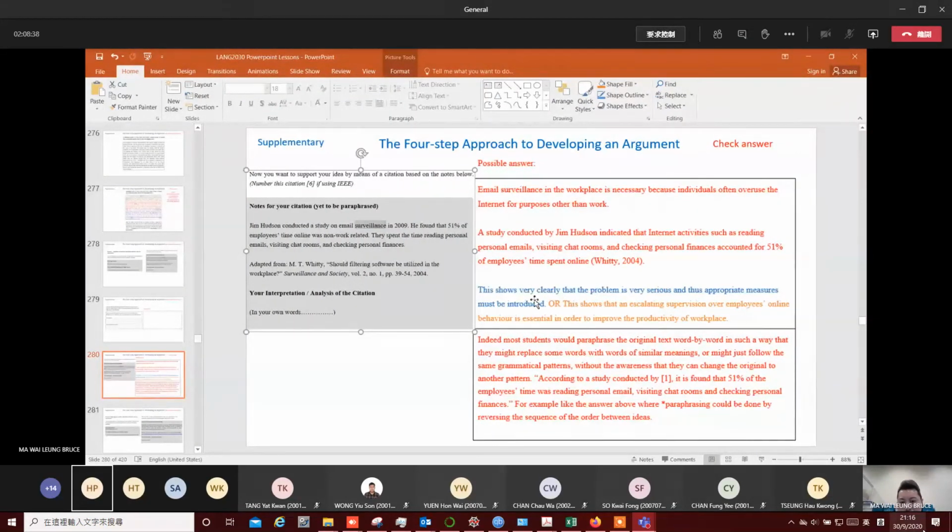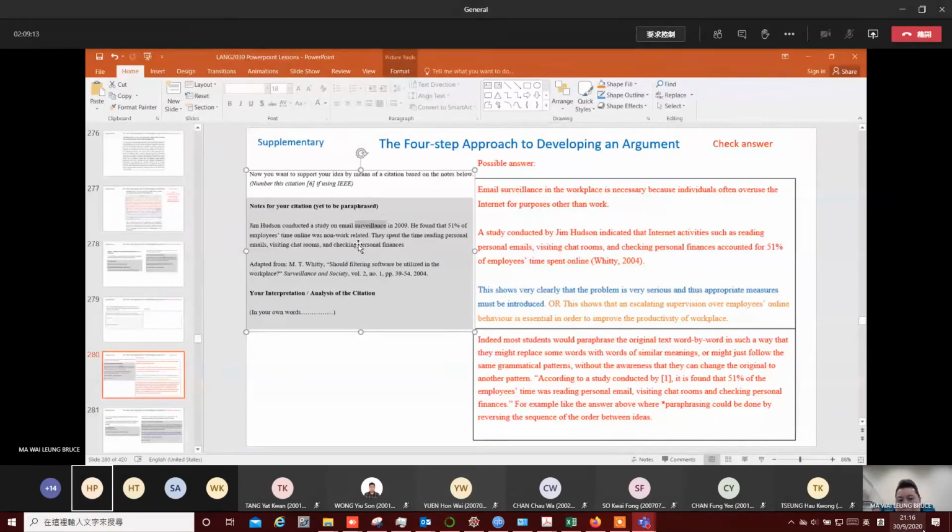Okay, there's only one version. A study conducted by Jim Hudson indicated that internet activities such as reading personal emails, visiting chat rooms, checking personal finances accounted for 51%. Compare that with the original: he found that 51% of employees' time spent online was work unrelated. So can you see I made the change? Even though I use the same words, I use a new sentence structure to do it. Right? So this is paraphrase.